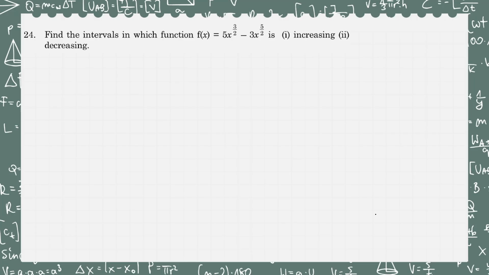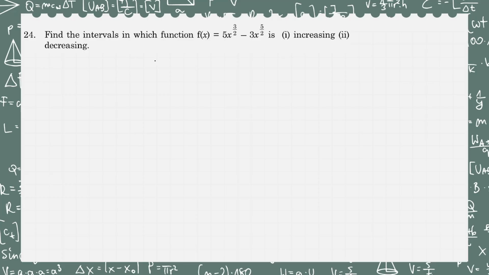Sum number 24. Find the intervals in which the function f of x equal to 5x power 3 by 2 minus 3x power 5 by 2 is increasing and decreasing. For checking whether a given function is increasing or decreasing, we need to find the critical points of the function, and then we have to take the entire domain of the given function, split it into regions using the critical points, and discuss the nature of the function in all those regions. So let us see one by one.